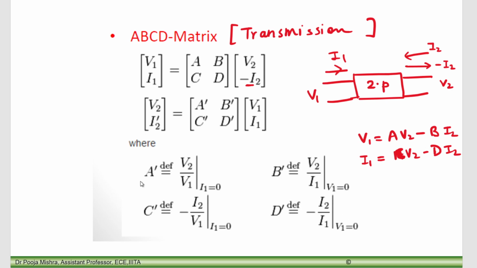So what would A be? A is equal to V2 by V1, the voltage gain. C will be equal to minus I2 by V1, the transadmittance. B is equal to V2 by I1, the transimpedance, and D is equal to I2 by I1, the current gain.